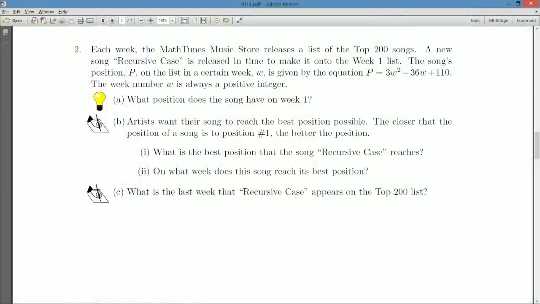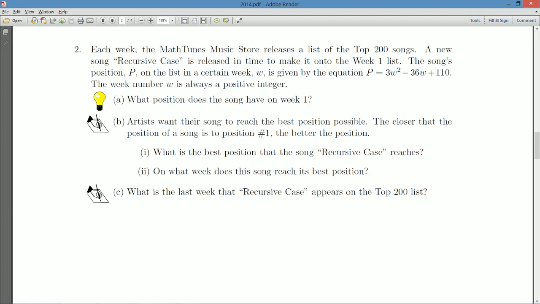Alright. Each week, the MathTunes music store releases a list of the top 200 songs. A new song, Recursive Case, is released in time to make it onto the week 1 list. The song's position, P, on the list in a certain week W is given by the equation P equals 3W squared minus 36W plus 110. The week number W is always a positive integer. Okay, so we have a song, it's on a chart, and it's sort of modeled by a parabola.